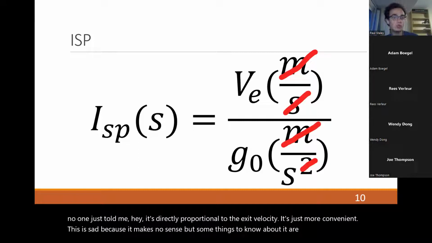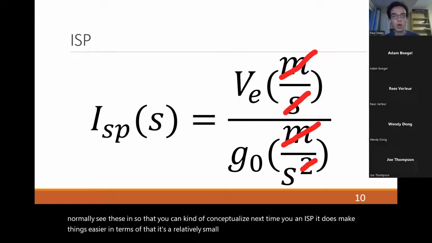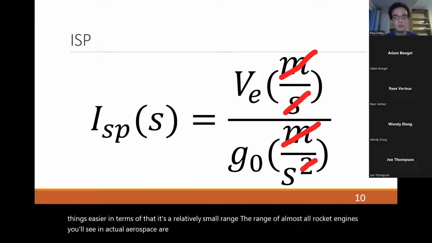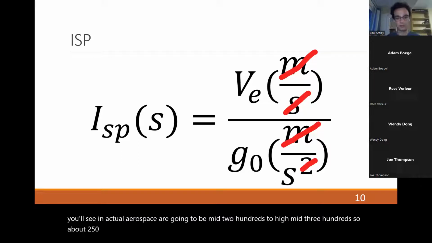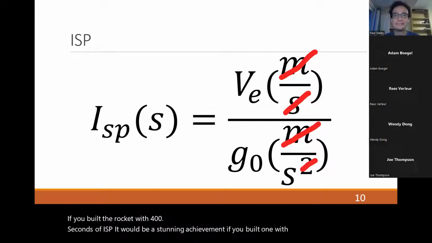But some things to know about it are the range you normally see these in, so that you can conceptualize next time you see an ISP. It's a relatively small range. The range of almost all rocket engines you'll see in actual aerospace are going to be mid 200s to high mid 300s. So about 250 seconds to about 350 seconds. If you built a rocket with 400 seconds of ISP, it would be a stunning achievement. If you built one with like 150, that would be a little sad.